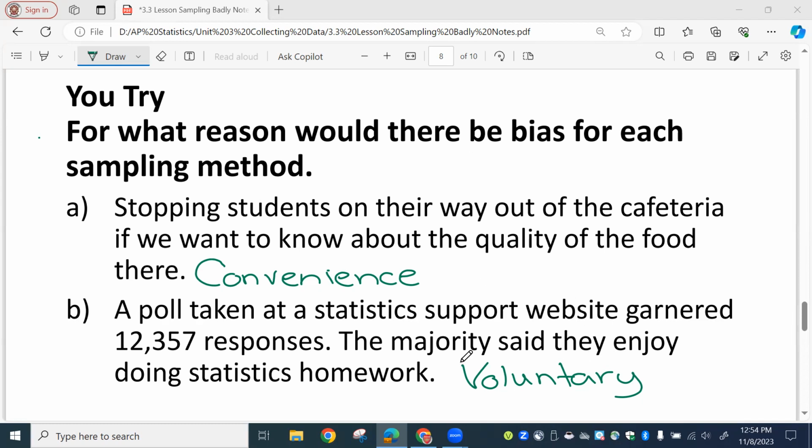The second one represents voluntary response. We have a poll on a website, a statistics website specifically, and we're getting this large number of respondents who say they enjoy doing statistics homework. They have volunteered to answer this question. They have gone to this website on their own, which means they probably already have an interest in statistics. Not everybody taking a statistics class actually enjoys doing it. So we probably are not getting a representative sample just by asking for this voluntary response.